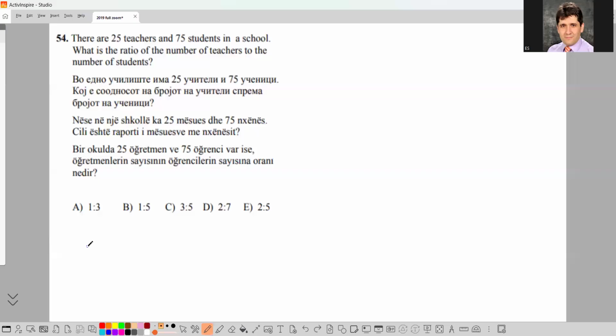There are 25 teachers and 75 students in a school. What is the ratio of the number of teachers to the number of students? A simple ratio, so 25 teachers to 75 students. Of course, we need to simplify here, maybe by 25, so we get 1 to 3. So the ratio of the number of teachers to the number of students is 1 to 3.